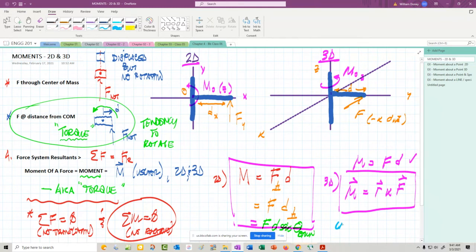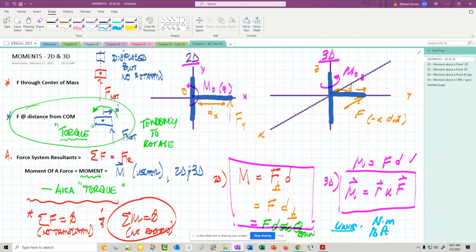And while we're here, let's just add units. Since it's force times distance, it's going to be Newton meters or pound feet or foot pounds. If you work on cars and use a torque wrench, they usually have units of foot pounds. In SI it will be in Newton meters, capital N, small m.